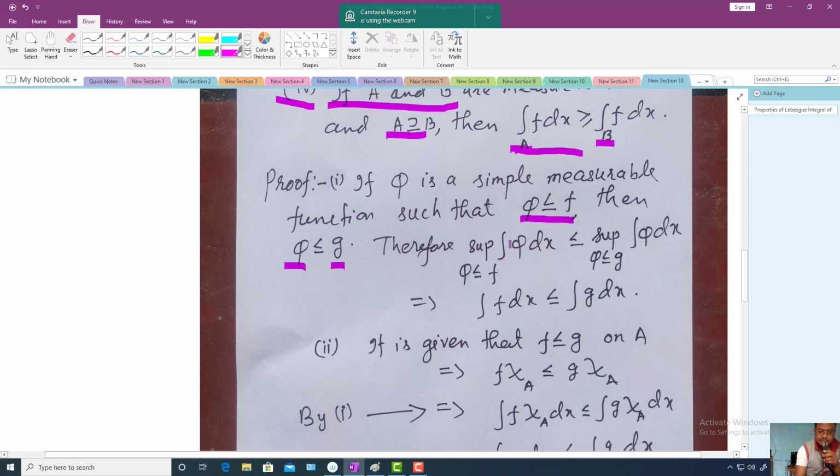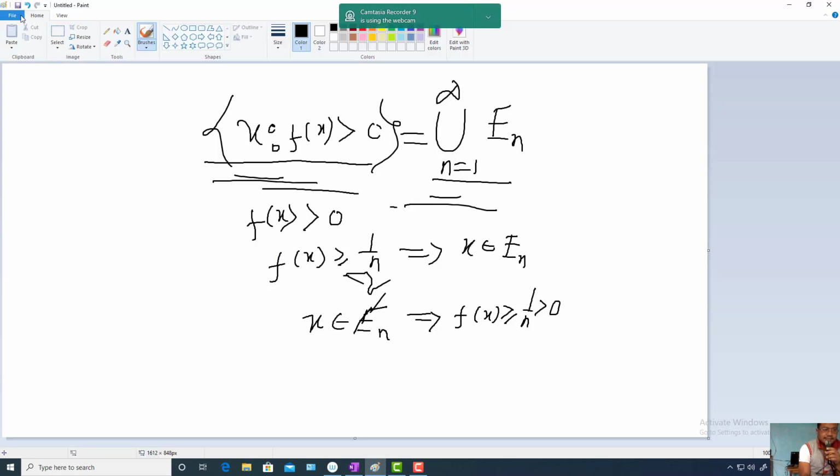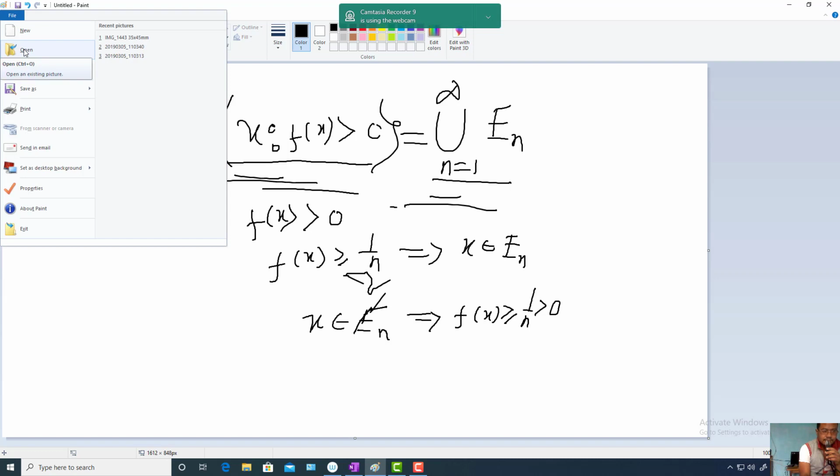Therefore the supremum of the integral of phi dx, phi less than or equal to f, is less than or equal to the supremum of the integral of phi dx, phi less than or equal to g. So this is obvious. This supremum is equal to the integral of f dx and that supremum is equal to the integral of g dx. How does it work? Let us see again in the pen window.